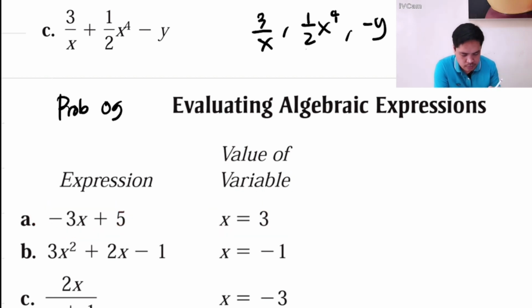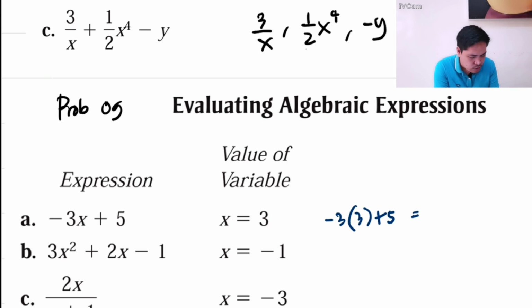Right? So it's very easy. It's just a matter of substitution. I know you are familiar with this. So we do this by substituting. So we have negative 3, let me write it so it's clear. We have negative 3 times 3 plus 5.